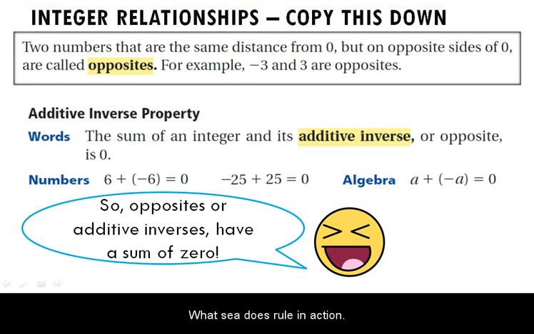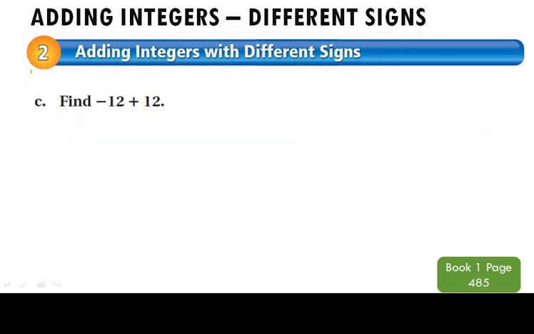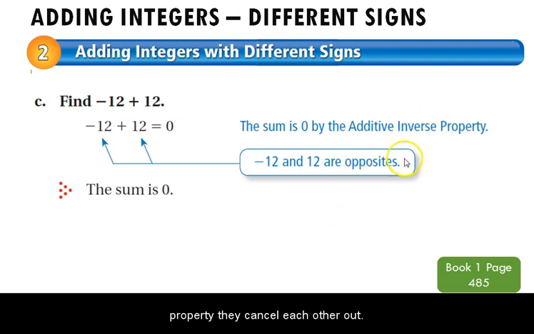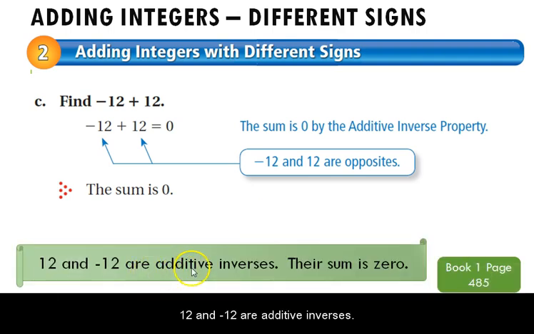Let's see this rule in action. I want you to find negative 12 plus 12. What do you think? It's going to be 0 because using the additive inverse property, they cancel each other out. 12 and negative 12 are additive inverses, or opposites, so their sum is always 0.